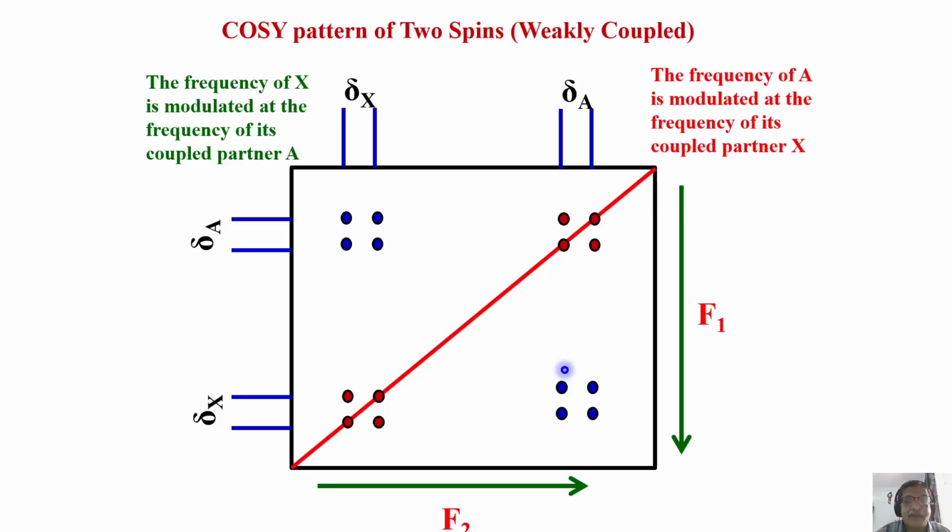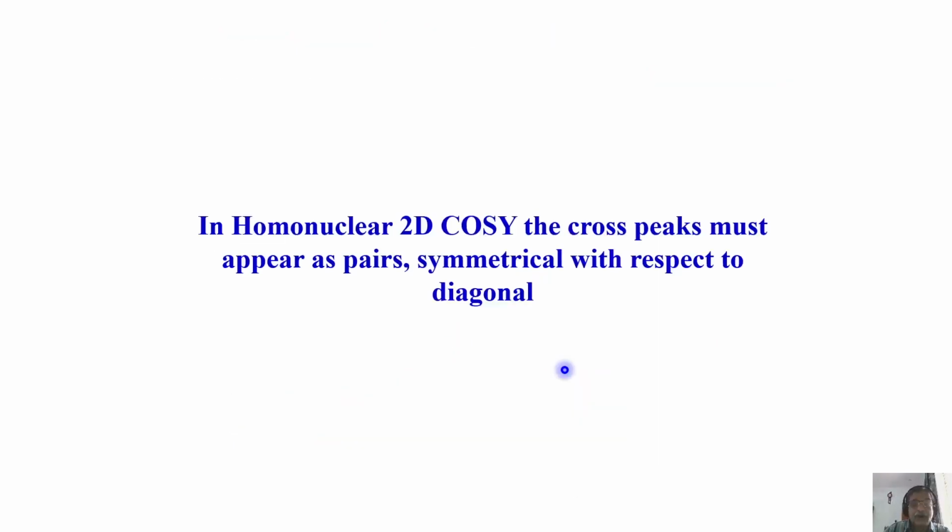Whenever coupled spins have their frequency modulated at the respective coupled partner, there you are going to see the cross peaks. Please understand. Whenever one of the coupled spins gets modulated with its coupled partner's frequency, at that frequency you get a cross peak. So this is what happens. So you got cross peaks. These are called cross peaks.